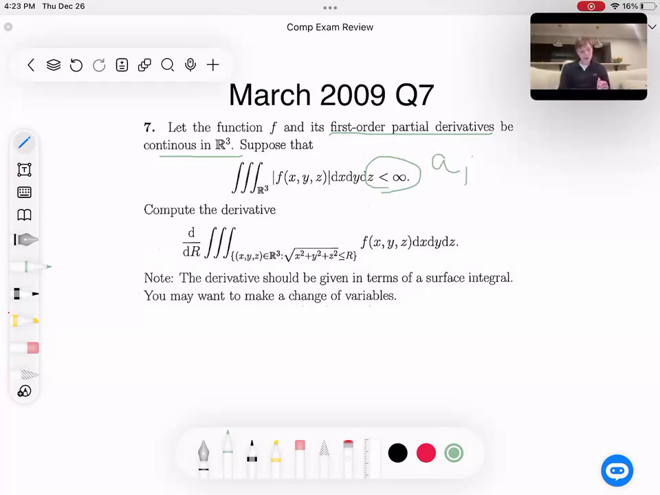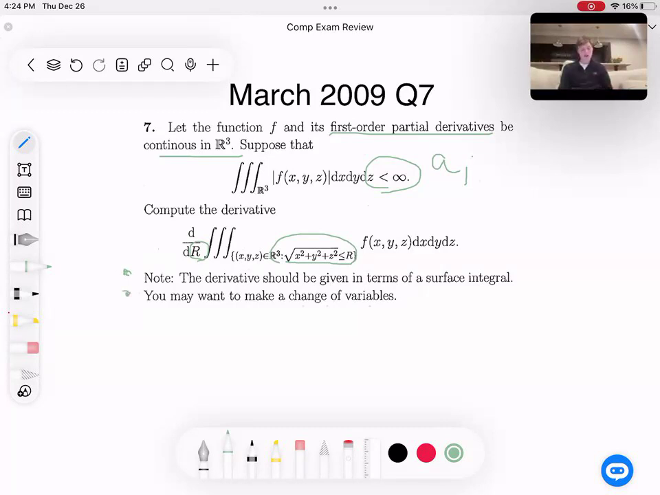Compute the derivative d over dr. So we have a new variable r of the triple integral over xyz in R3 such that the square root of x squared plus y squared plus z squared is less than r of f of xyz dx dy dz. And then they give us two very helpful notes. It's always a good idea to look at the notes. The derivative should be given in terms of a surface integral. So that's the first thing. And we know that a surface integral is really just a double integral. Another thing to note is that we might want to make a change of variables.